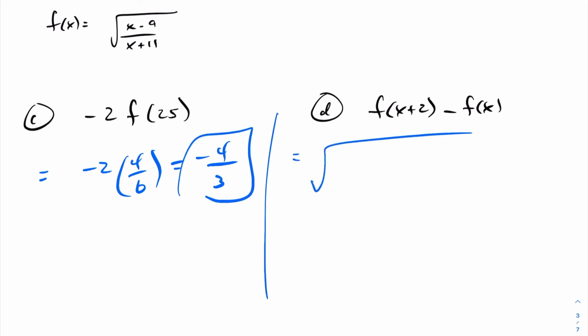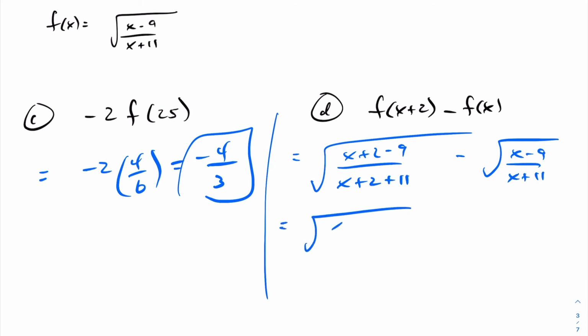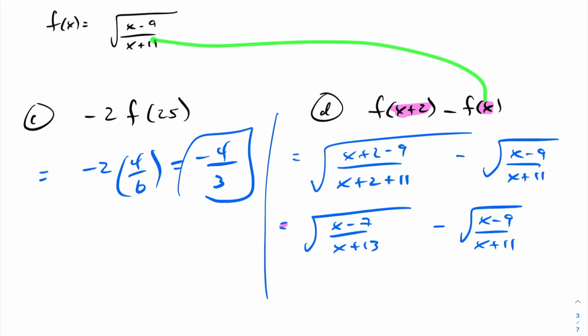Continuing on with the next example, this becomes f at x plus 2, which is x plus 2 minus 9 over x plus 2 plus 11, minus f at x, which is x minus 9 over x plus 11. This is x minus 7 over x plus 13 minus x minus 9 over x plus 11. At this point we would just leave this, but again, the idea is that everywhere you see an x, you change it to an x plus 2, minus everywhere you see an x, we just keep it as an x, our original function.